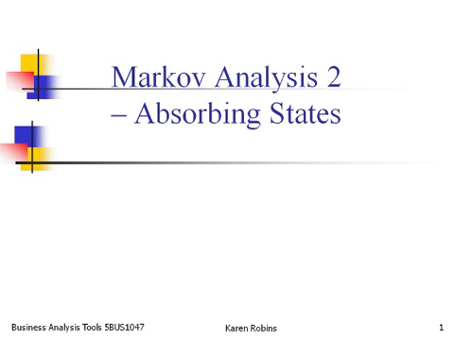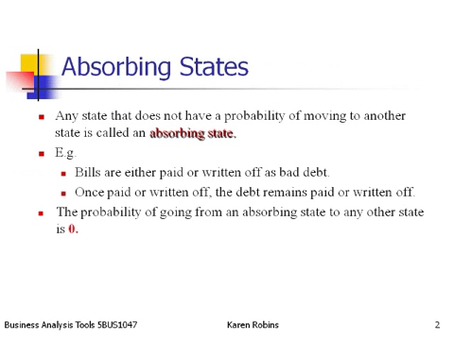This Camtasia video recording is to demonstrate an example on absorbing states from Markov analysis. An absorbing state is a state that once you've got into it, you can't get out of it. For example, once you've paid your bill, it will be fully paid. Another example would be, once you've passed your exam, you will always have passed your exam. The probability of going from an absorbing state to any other state is 0.